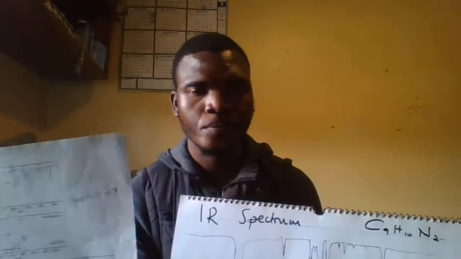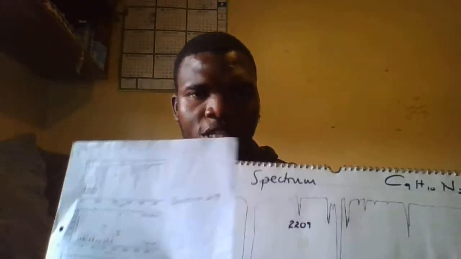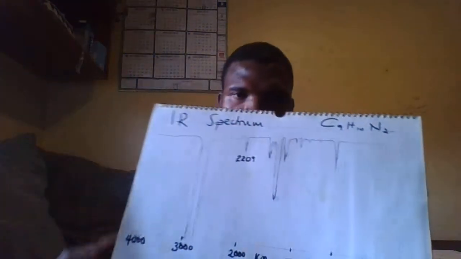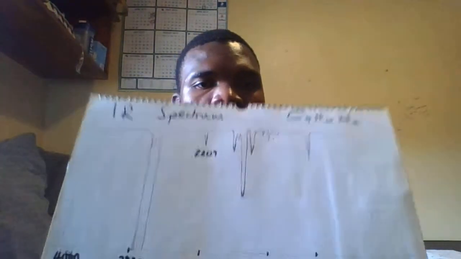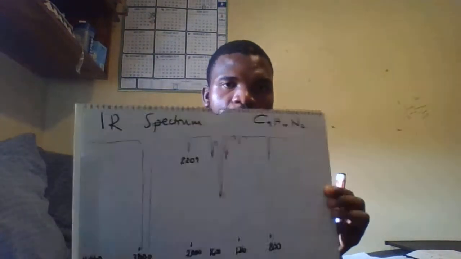Okay, we still continue with the same question regarding this information, information that I expanded onto this part about a molecule with the molecular formula C9H10N2. So we want to figure out its structure at the end of the day.